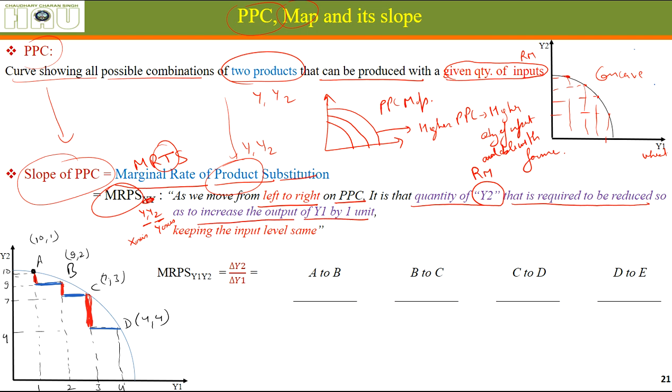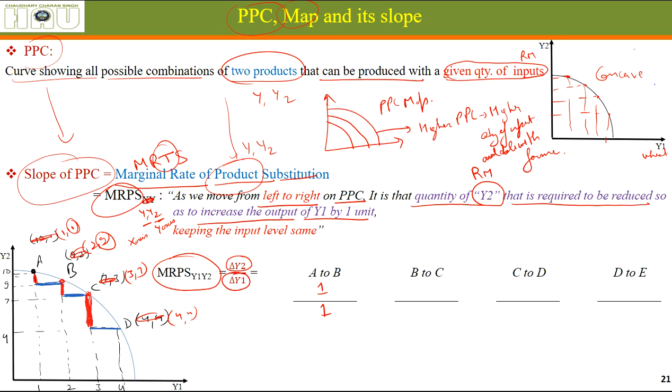Okay, so it's simple. Let's see, if we are moving from A to B, B to C. If we are moving from A to B, it will be written as 10, 9, 7, 4 for Y2 and 1, 2, 3, 4 for Y1. So this is how it is going to be written. MRPS for Y1 and Y2 is change in Y2 divided by change in Y1. Change in Y2 is from 10 to 9, it is 1 divided by 1.